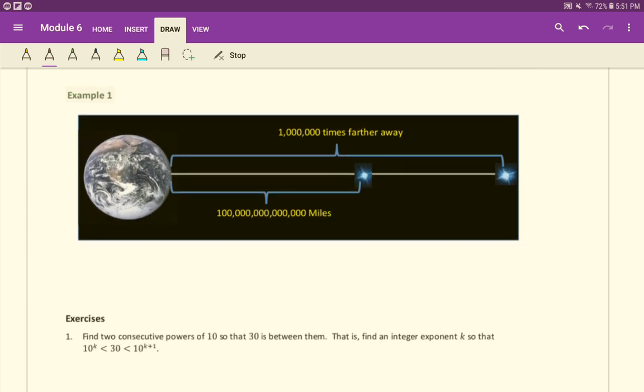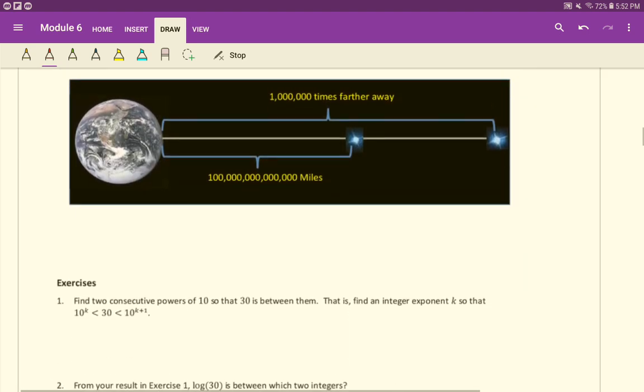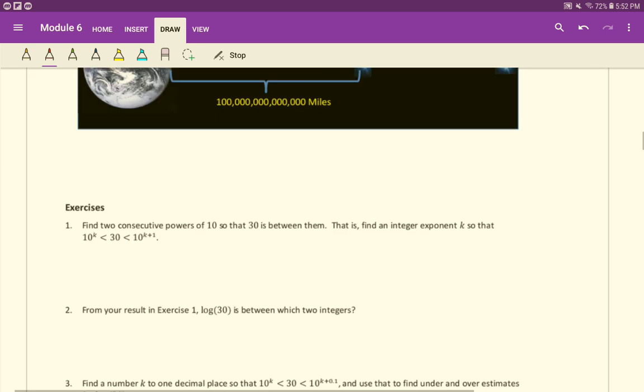Here's a situation where we have planet Earth, and we've got some stars, one that is this many miles away, and another star that is this many times farther away than the other star. Kind of interesting, but there doesn't really seem to be a question, so we'll skip it and move on.